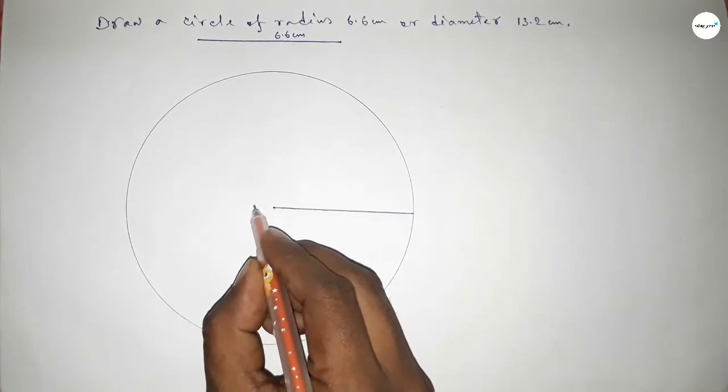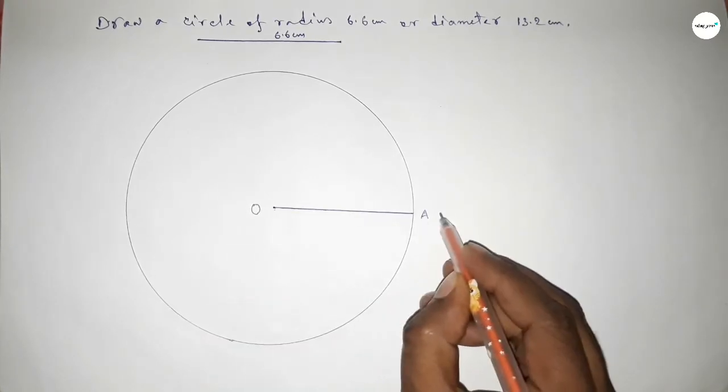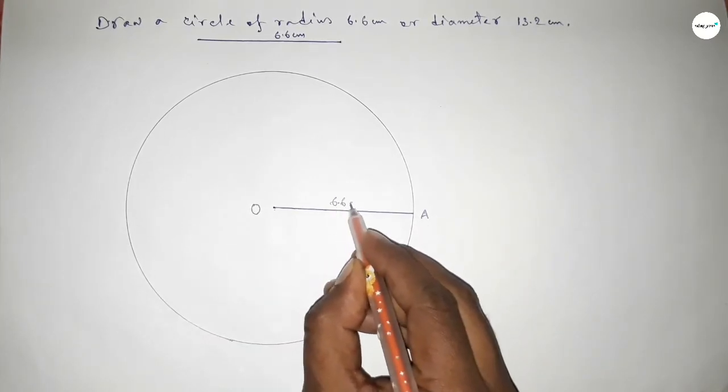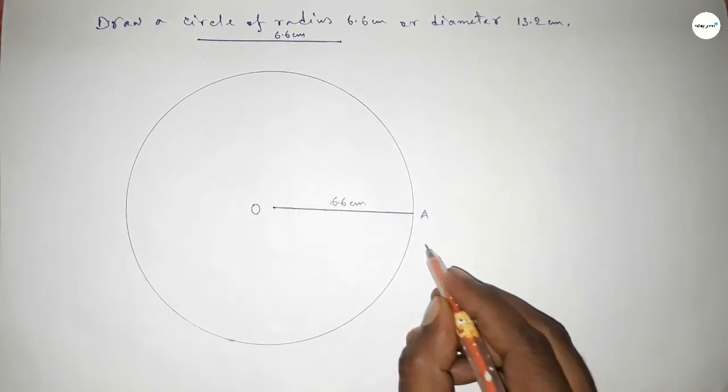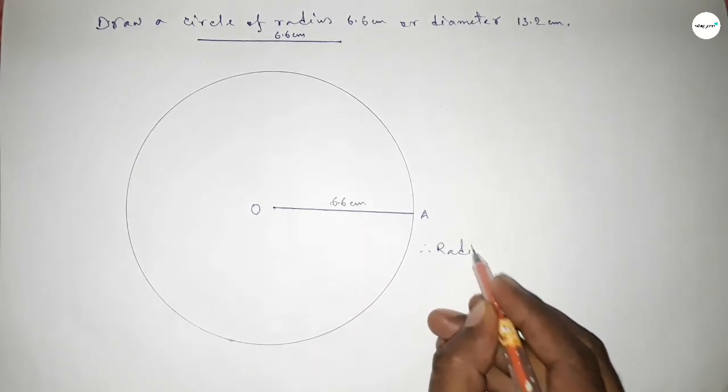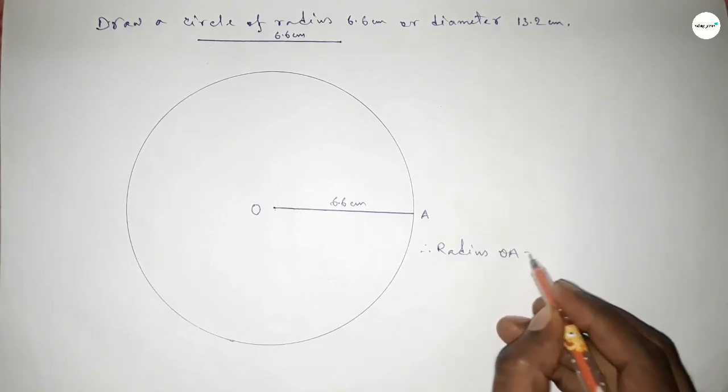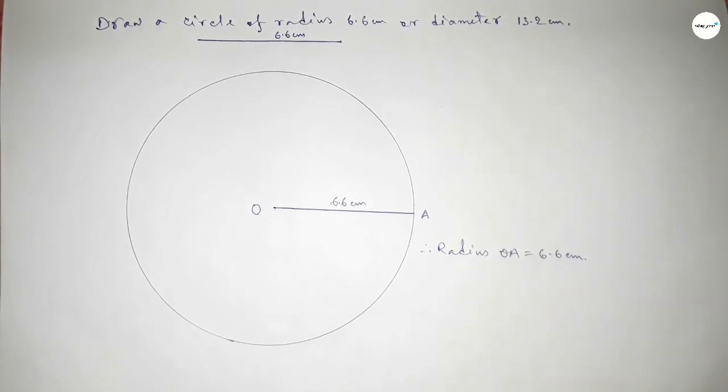Okay, so taking here center O and here A. So OA 6.6 centimeter. So therefore radius OA equal to 6.6 centimeter.